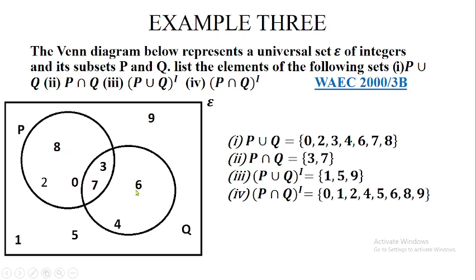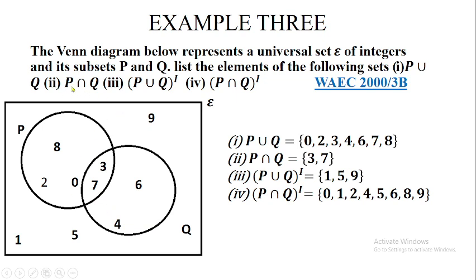Combine them together. So that means you have 0, we have 2, we have 3, we have 4, we have 6, we have 7, we have 8. So that means you have 0, 2, 3, 4, 6, 7, 8. That is P union Q. This plus this plus this. That's the elements in P union Q.